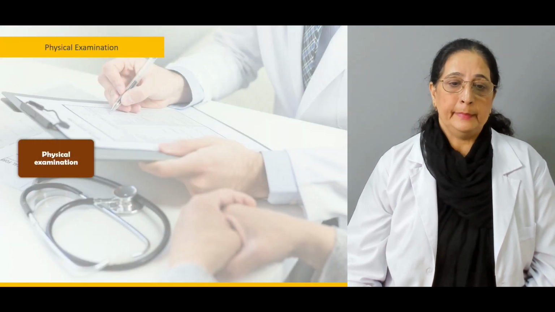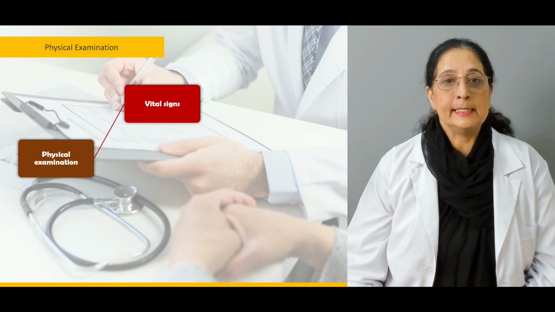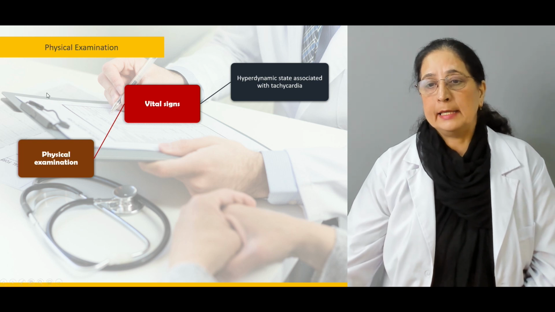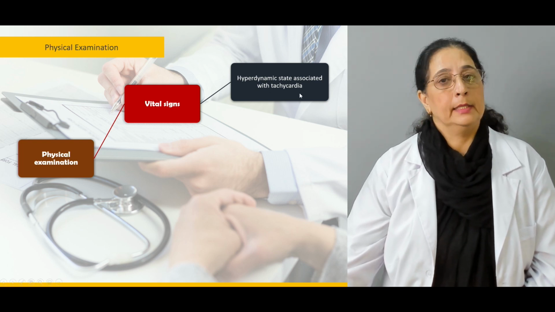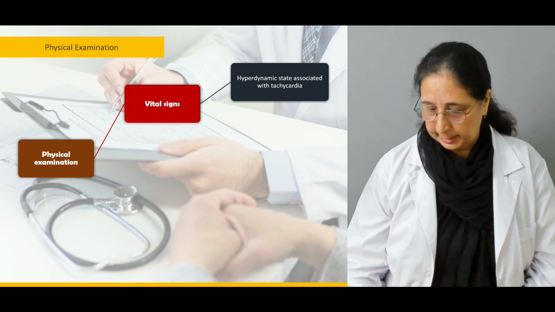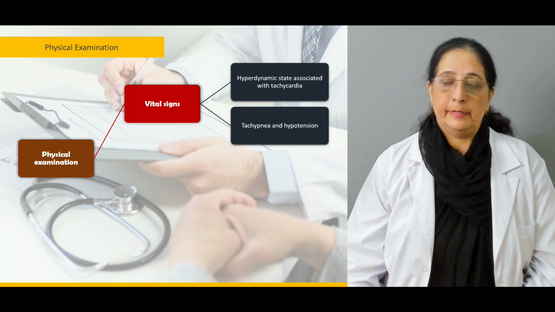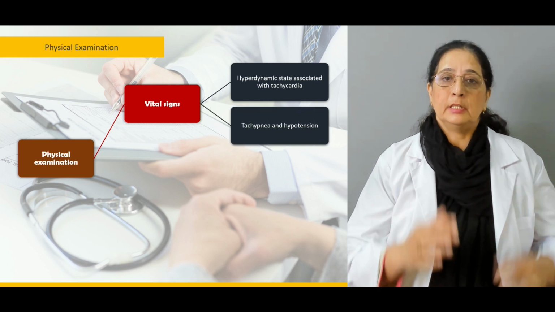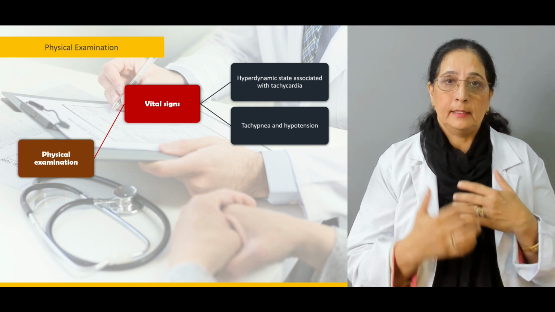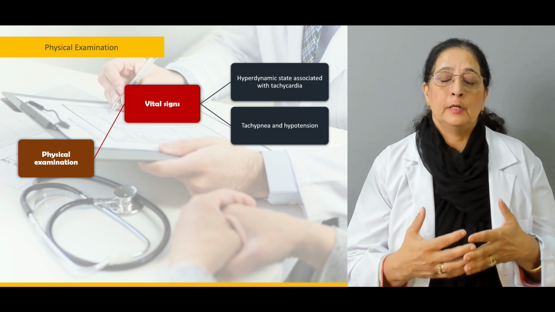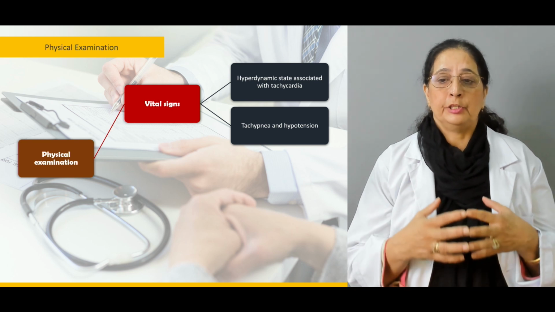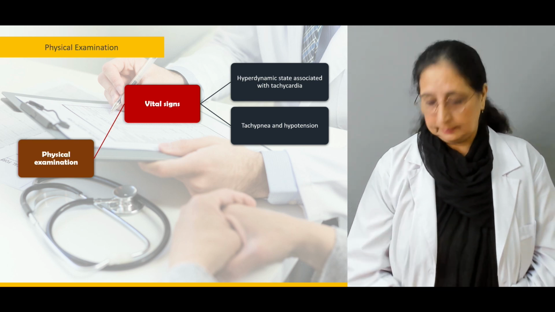Next, physical examination of the patient, vital signs. What will be the effect on the vital signs? Hyperdynamic state associated with tachycardia. So there is tachycardia, fast heartbeat. Tachypnea and hypotension, we already mentioned: there is fast breathing, low blood pressure, and tachycardia. The pulse rate is increased, the heart rate is increased, there is decreased blood pressure, and there is tachypnea.